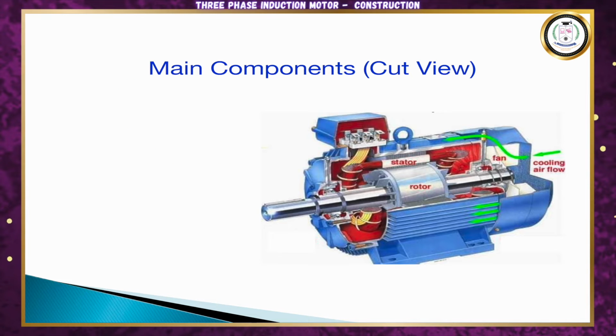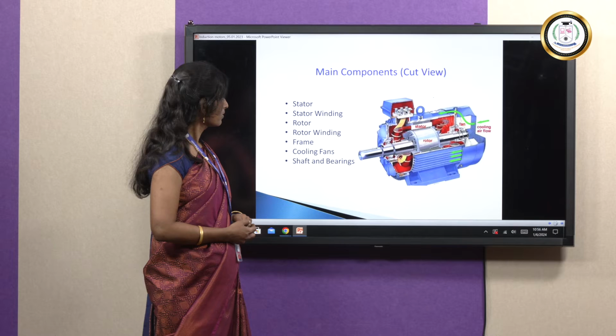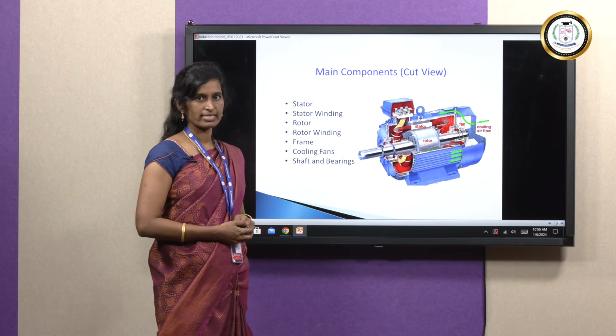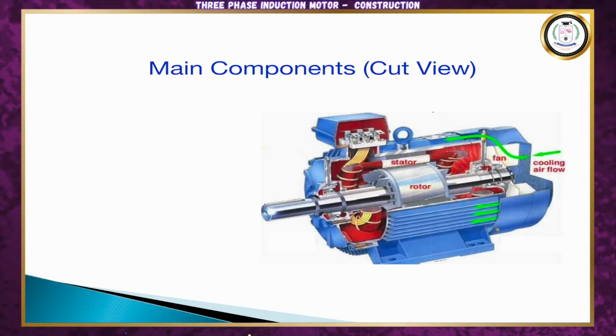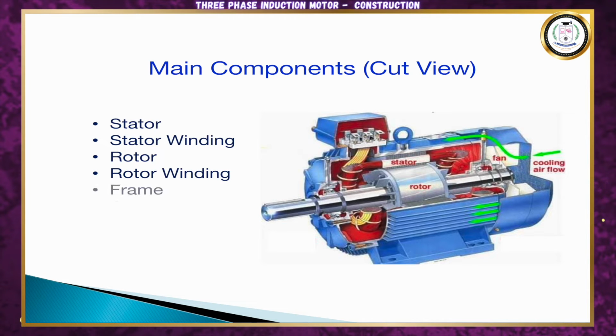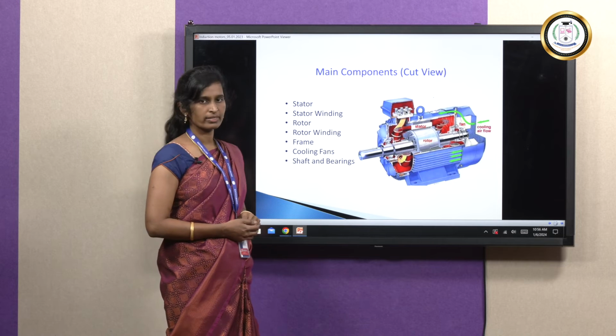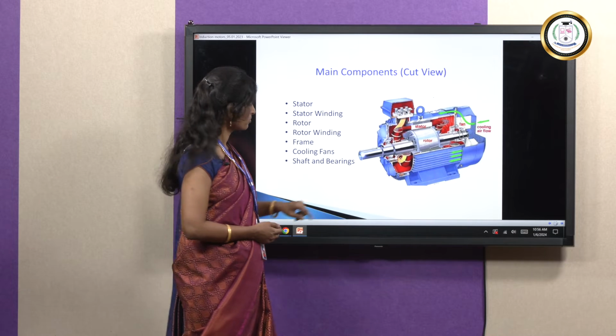Next, we are going to see the cut view of the induction motor. From the cut view, we are seeing the main components of the induction motor. That is, we have stator, stator windings, rotor, rotor windings. We have a frame as the outer part. We have the cooling fans and the shaft and bearings. These are all the important components present in induction motors.